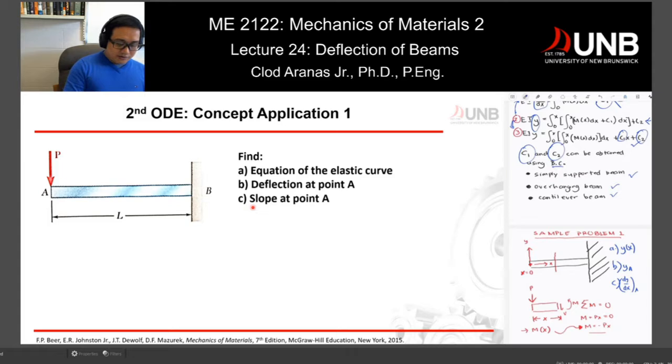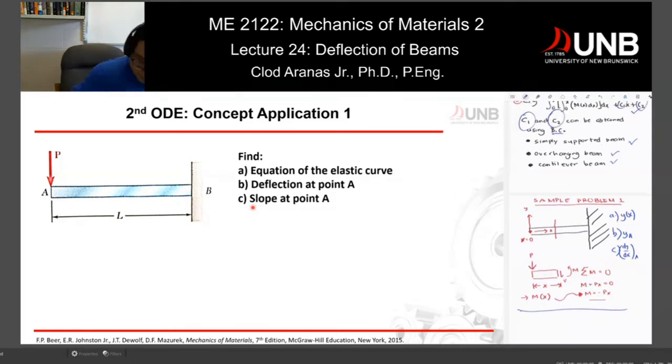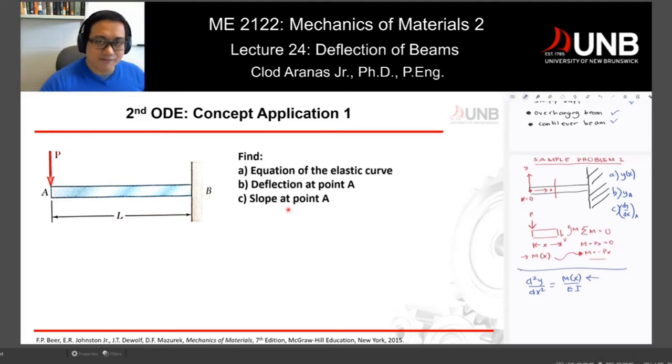Now, first things first, if we talk about the second order differential equation, let's forget about this part for now. Our objective is to get this one: d squared y over dx squared is equal to M as a function of x divided by EI. Our objective is to get this relationship of moment with respect to x. And how can we determine that equation? We can determine it if we have this beam right here.